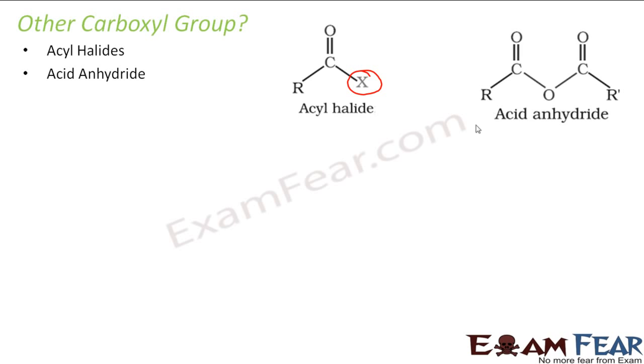Then we have acid anhydride. This is the kind of structure. It has two carbonyl, two carboxyl groups with the oxygen here and two alkyl groups. Ester, so in ester we have OR here. If you see in all these, this is common.